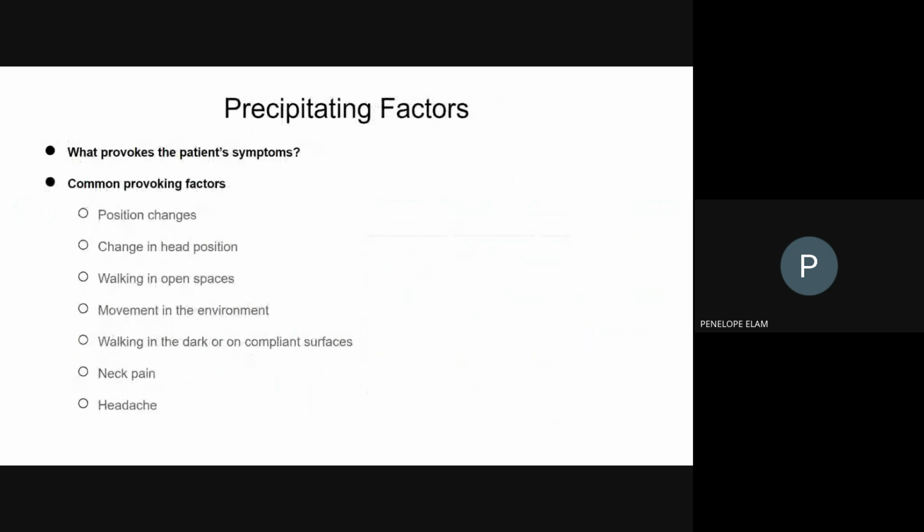You also want to know what provokes their symptoms. Is it movement related? So common provoking factors might be a position change. So it could be from sit to stand. It could be from laying down to sitting up. It might be a head position change. It could be walking in open spaces, moving in the environment when it's dark, etc. So we want to get in and figure out what are those things that are commonly provoking factors for them.